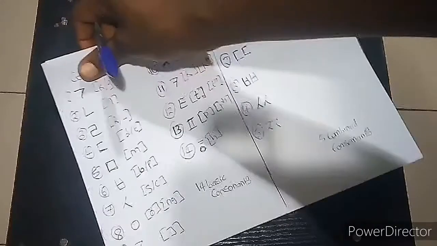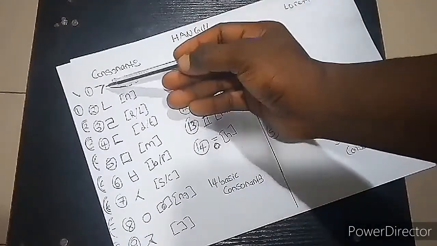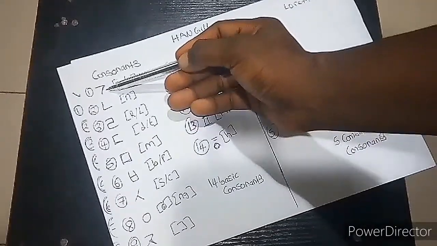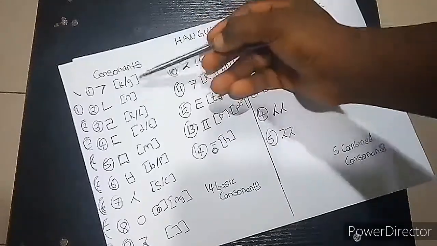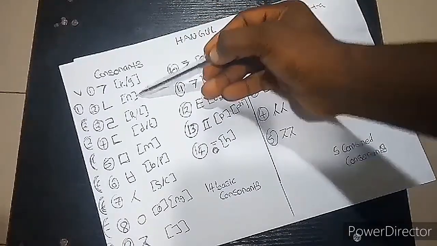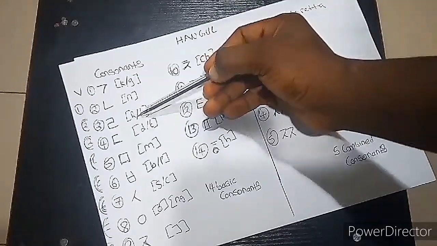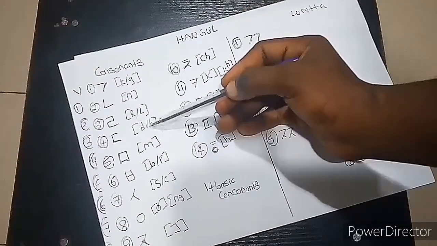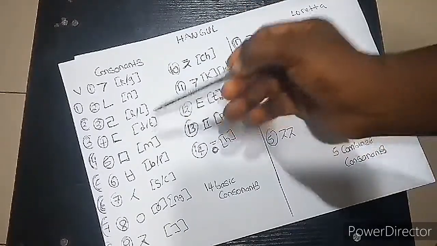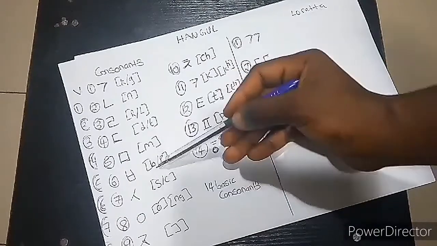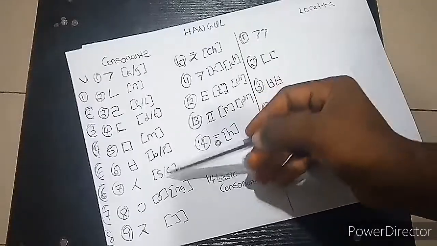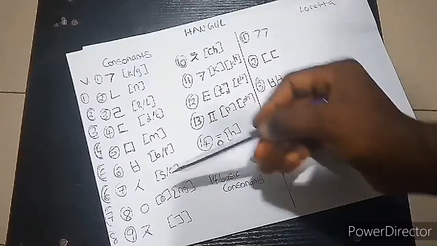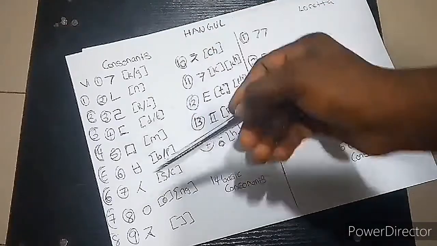So I'll take it again. Sorry, let me arrange this. Now this character stands for letter K or letter G, but mostly G. Now this stands for the N letter. This can stand for R or L. This can stand for D or T. This is for M. This is P or B. This is S, the sh sound, but it's mostly for S.